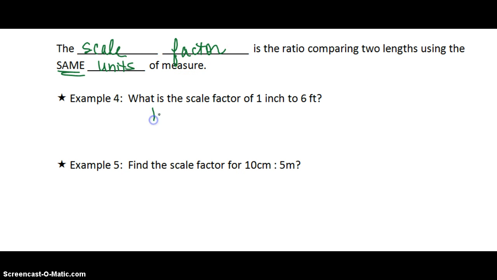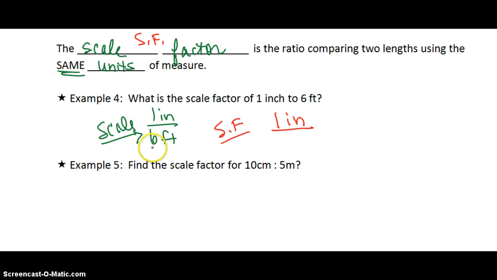So when it asks what's the scale factor for 1 inch to 6 feet, well, this is the scale, 1 inch to 6 feet. I'm going to abbreviate scale factor with SF. For the scale factor, I need to convert to the same units of measure. It's going to be easier to convert feet into inches since there are 12 inches in 1 foot. I'll just say 6 times 12, and that'll tell me how many inches are in 6 feet. So the scale factor is 1 to 72.